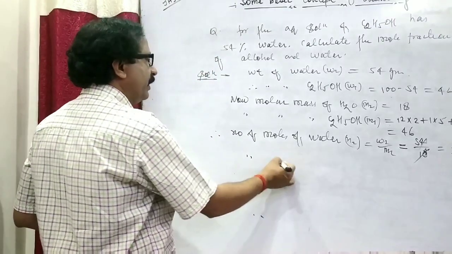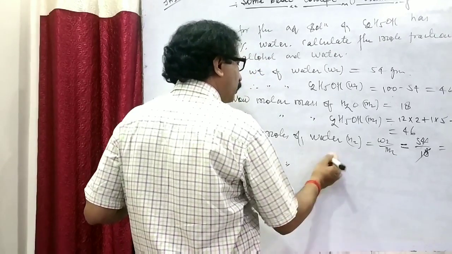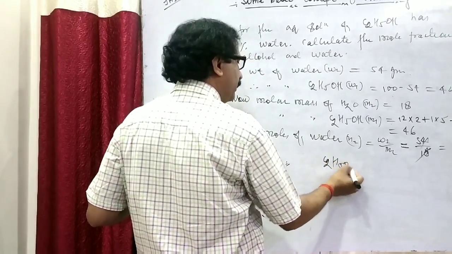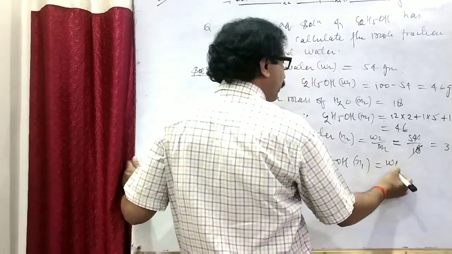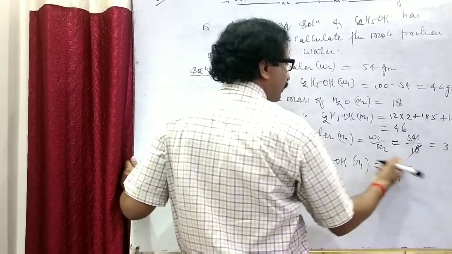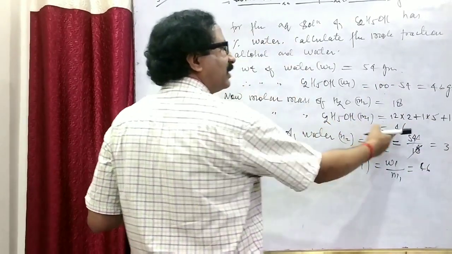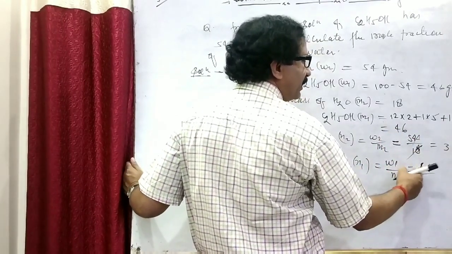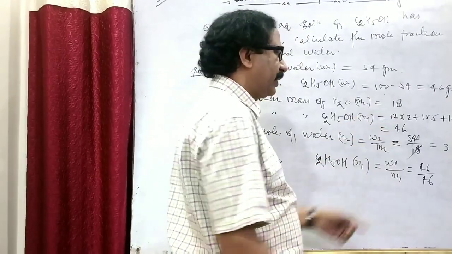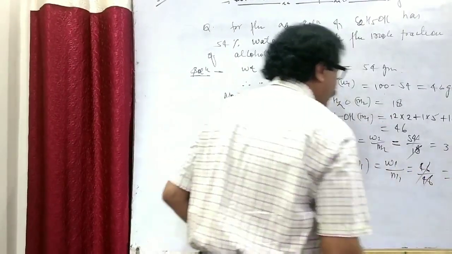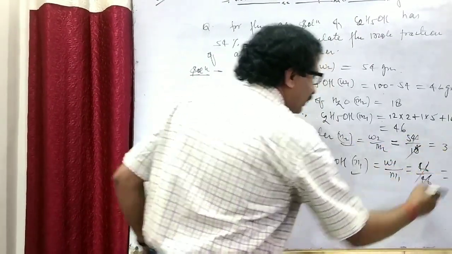By the same way, number of moles of alcohol, C2H5OH, means n1, is W1 upon M1. W1 is, sorry, not 54, it is 46. Molar mass is 46, weight is also 46. 46 upon 46 becomes 1. Here the value of n1 is 1. Value of n2 is 3.